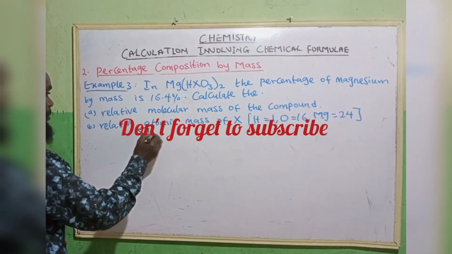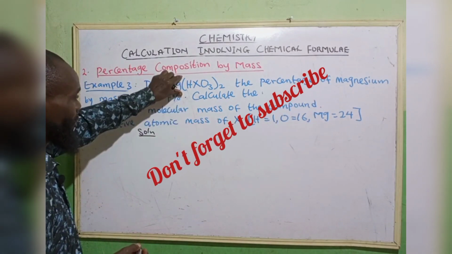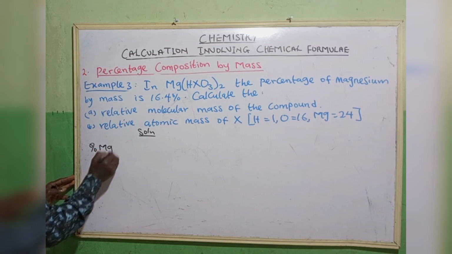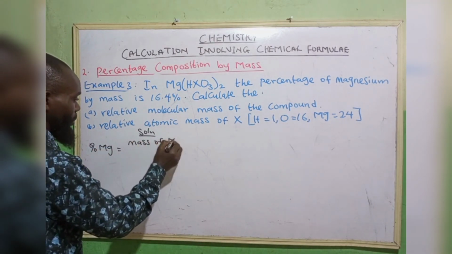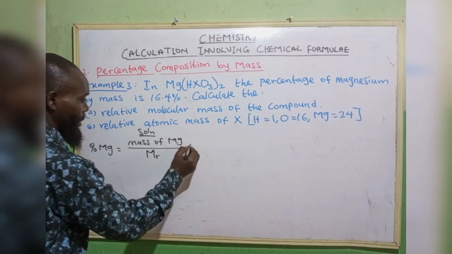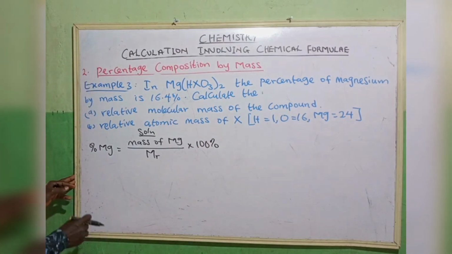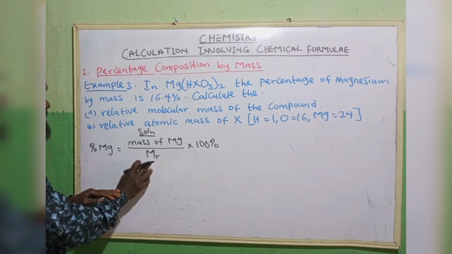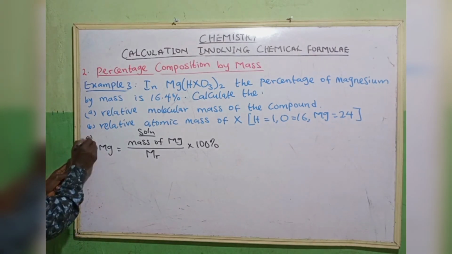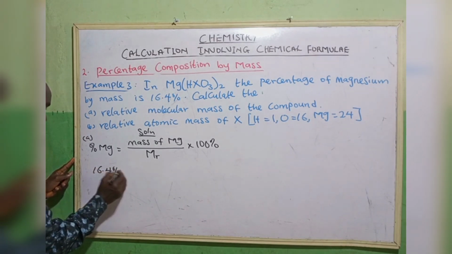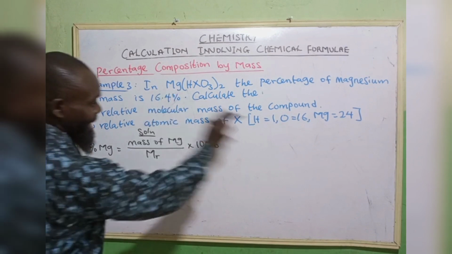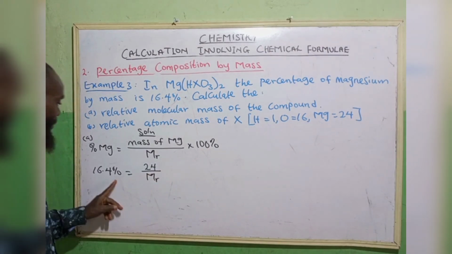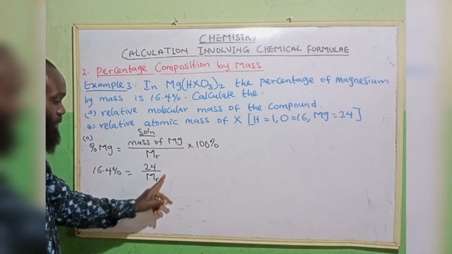Now, firstly, from the question, we have a compound, and we have the percentage of magnesium. And don't forget, percentage of magnesium equals the mass of magnesium, according to the formula, over relative molecular mass, multiplied by 100%. We want to calculate the relative molecular mass of the compound, which is this Mr. Now, percentage of magnesium, that is question A, is given as 16.4%, equals the mass of magnesium. Magnesium is just Mg, and Mg is 24, so 24 divided by Mr. Now, if I put this 100 here, this percentage will not be here. But now I'm putting this percentage here, I won't put the 100 here again.